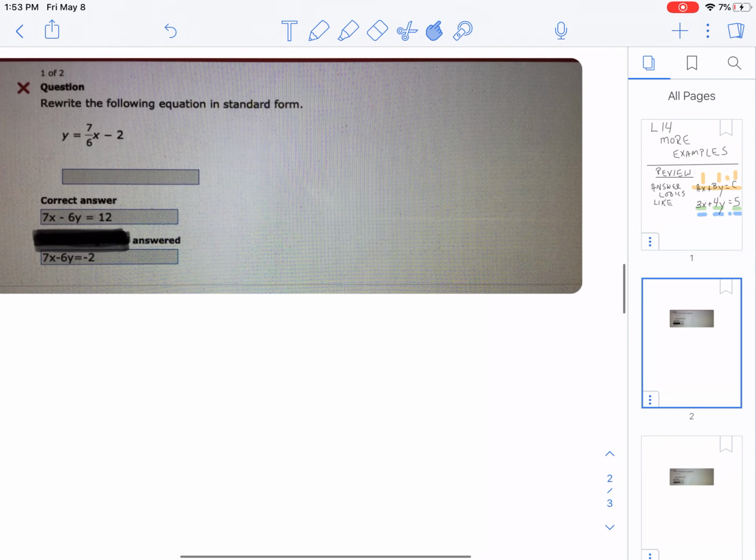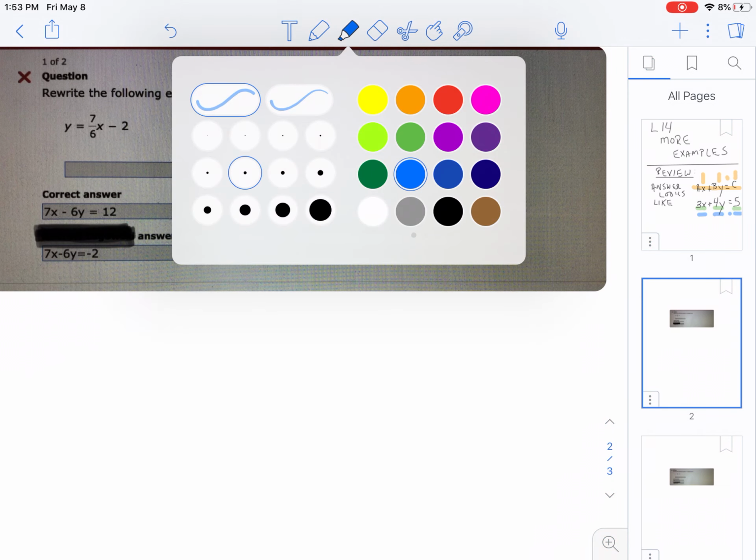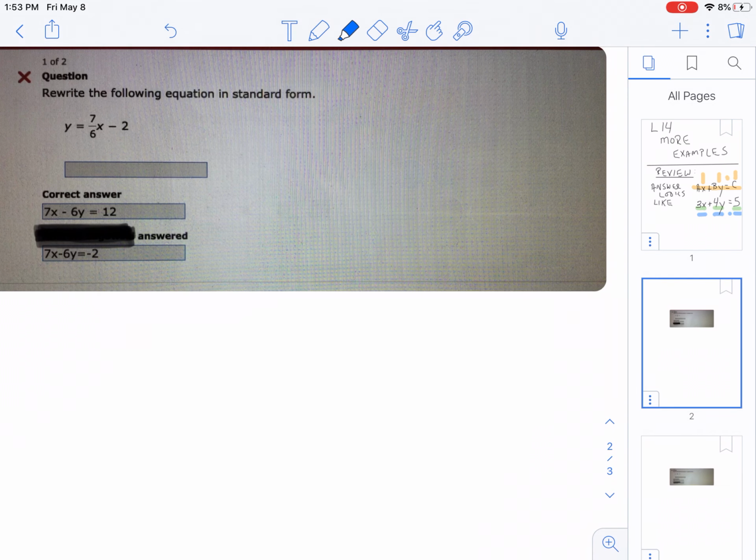So here's an example from MathSpace. It says rewrite the following equation in standard form. So now we know this is in slope-intercept form. This value, let me make this a little smaller, this value, the 7/6, is the slope, and this value, -2, is the intercept. But we don't want that. We want to write it in standard form.